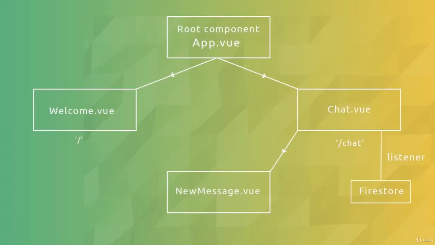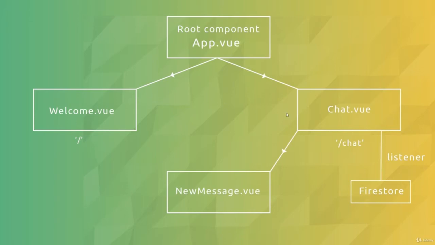Okay, so we know what we're building now, but how are we going to build it? Well, there's only going to be 3 components apart from the root component in this application, and they will look something like this. We have our root component sitting at the top. Then we have a welcome screen which will be shown to the user when they go to just /, and that will be where they enter their username for the chat.